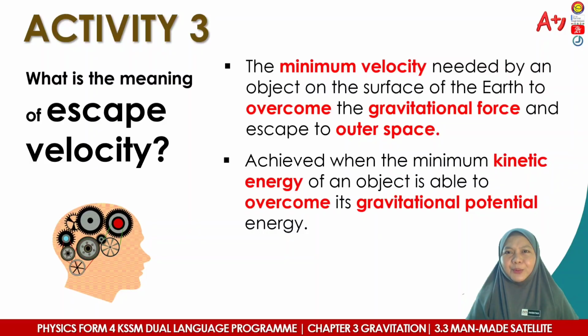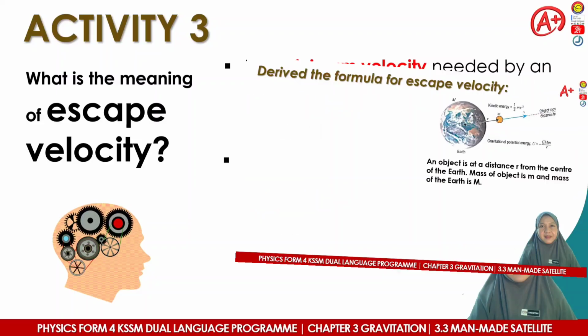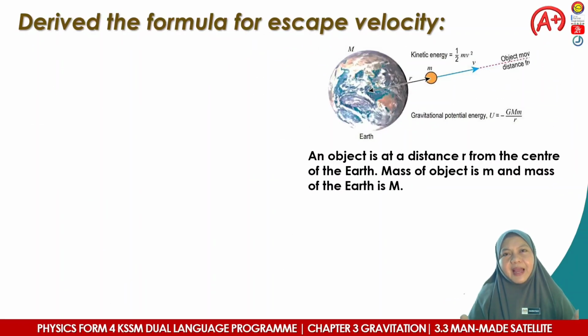So how can an object achieve this escape velocity? Students, this escape velocity will be achieved when the minimum kinetic energy of an object is able to overcome the gravitational potential energy. So how do we derive a formula for escape velocity? Let's take a look at this together.